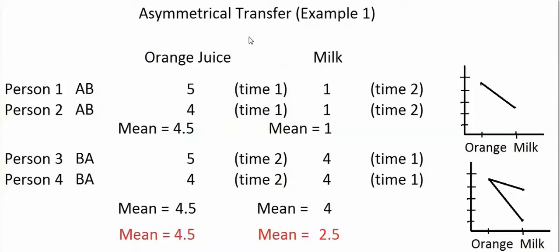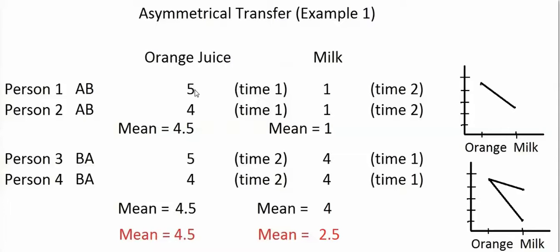This is an experiment with one independent variable, and the independent variable is type of drink. The two levels are orange juice and milk. These two people were assigned to the A-B order. These two people tasted orange juice at time 1 and tasted milk at time 2. These two people were assigned to the B-A order. They tasted milk at time 1 and orange juice at time 2.